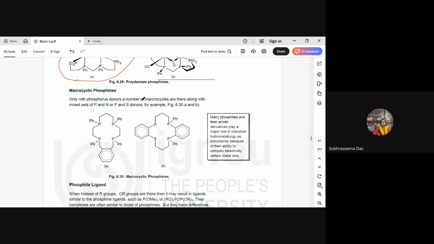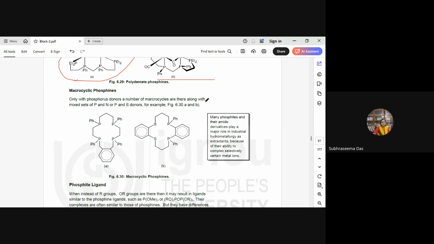Here, with phosphorus donors alone, a number of macrocycles exist. Macrocycles means they are large molecules. Just as with polymers and macromolecules, the words are synergistic to each other. So we can say macromolecules or macrocycles. They are cycles having a large number of atoms in them.